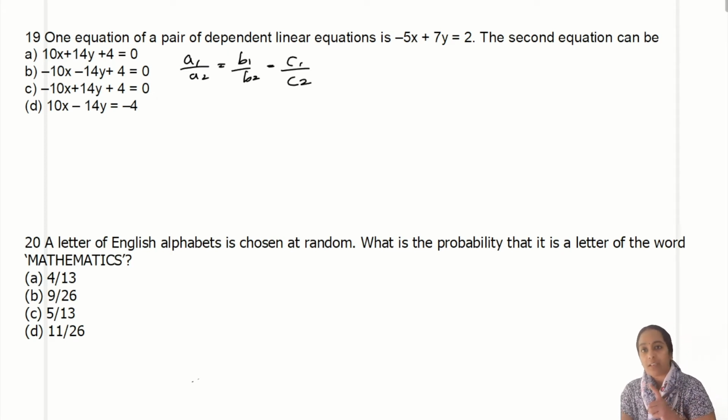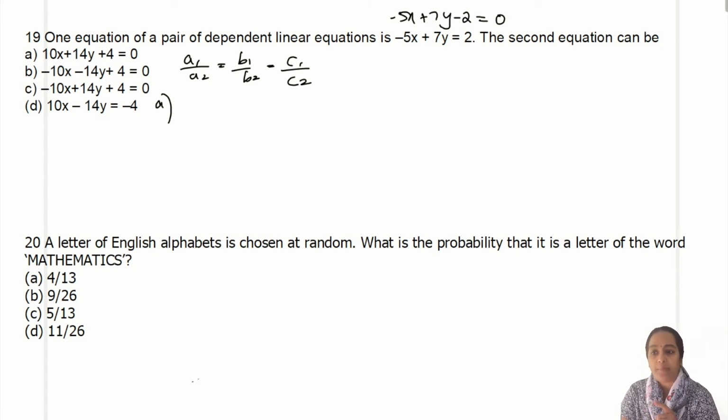Now we need to check with all the options A, B, C, D, which line will overlap with the given line equation in the question. So we have minus 5x plus 7y minus 2 equals 0. This is the given line. We'll compare it with the first option, 10x plus 14y plus 4 equals 0. Let me apply the condition for overlapping lines and see whether it is satisfied. It's going to be minus 5 divided by 10, 7 divided by 14, equals minus 2 divided by 4. Here, if you see, I have minus 1 by 2, equals plus 1 by 2, equals minus 1 by 2. So the condition is not satisfied. Option A is not the pair where the lines will overlap each other.